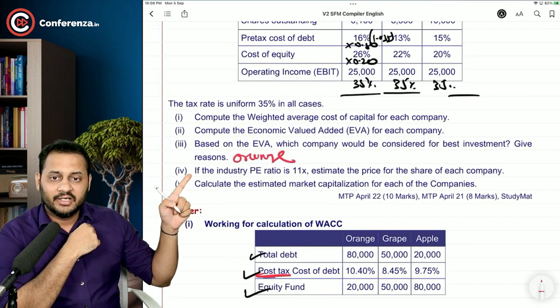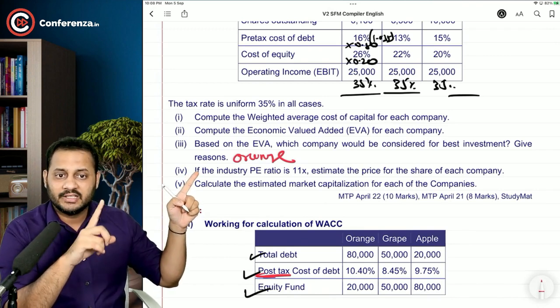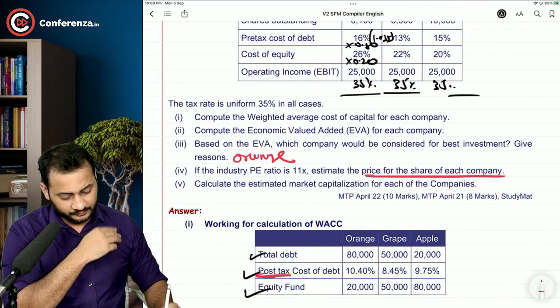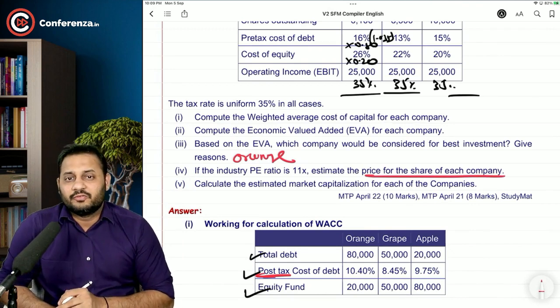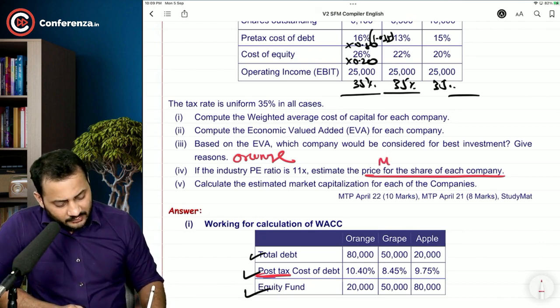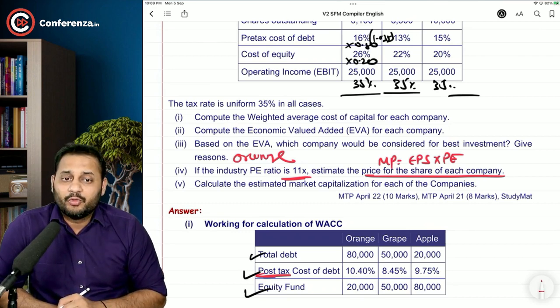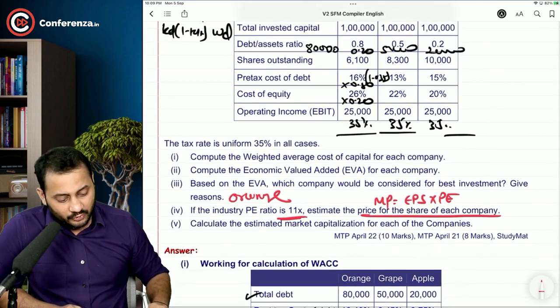If the industry PE ratio is 11 times, estimate the price per share of each company. We have to calculate the price of each company. How do you calculate the market price? It's very simple. Market price is equal to EPS multiplied by PE ratio. They have already given you the PE ratio. You have to calculate the EPS. How to calculate the EPS?